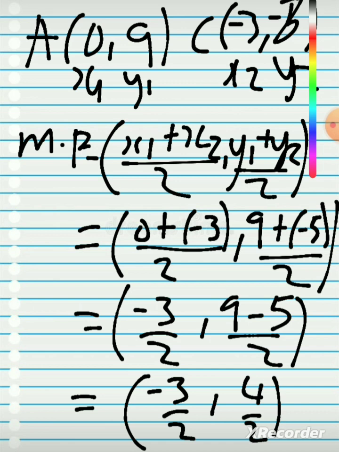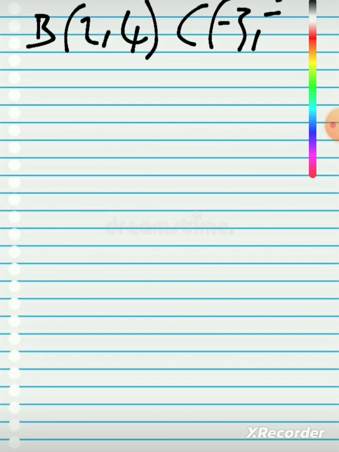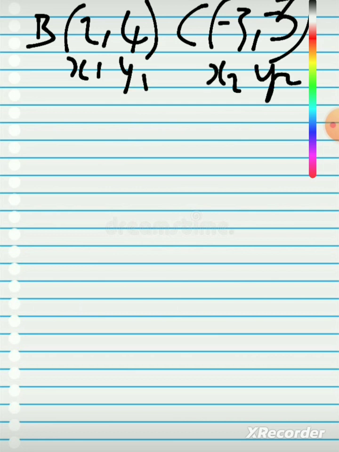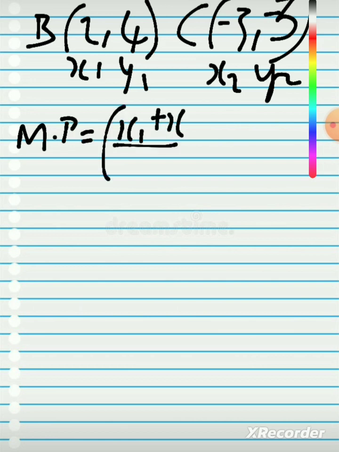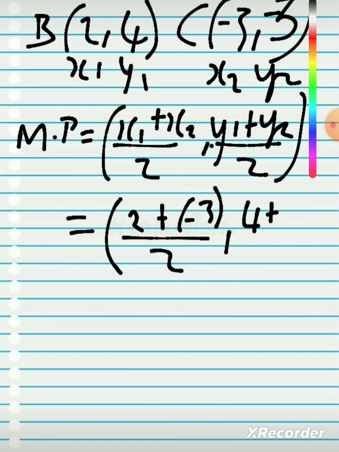We go to C. So for C, we have B, which is (2, 4), and we have C, which is (-3, -5). Okay, so first we name them. This is x1, y1, x2, y2. So midpoint is x1 plus x2 divided by 2, comma y1 plus y2 divided by 2. Okay, so x1 is 2 plus x2 -3 divided by 2, comma y1 is 4 plus y2 is -5.